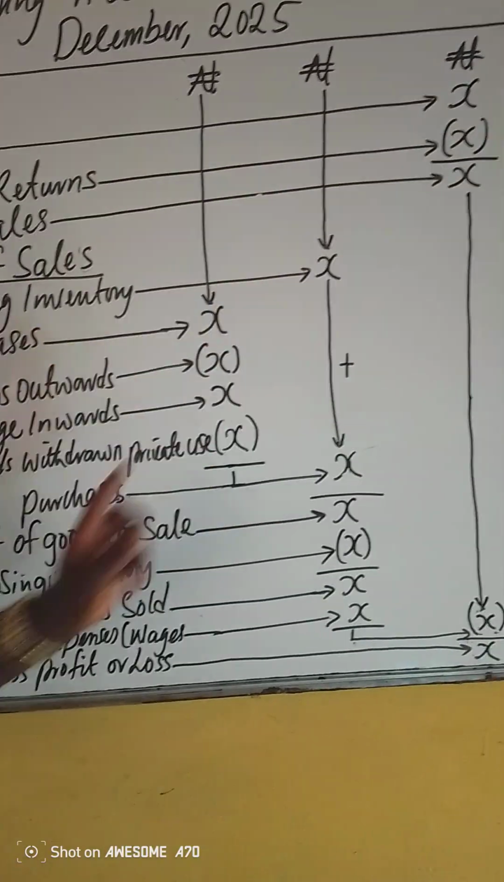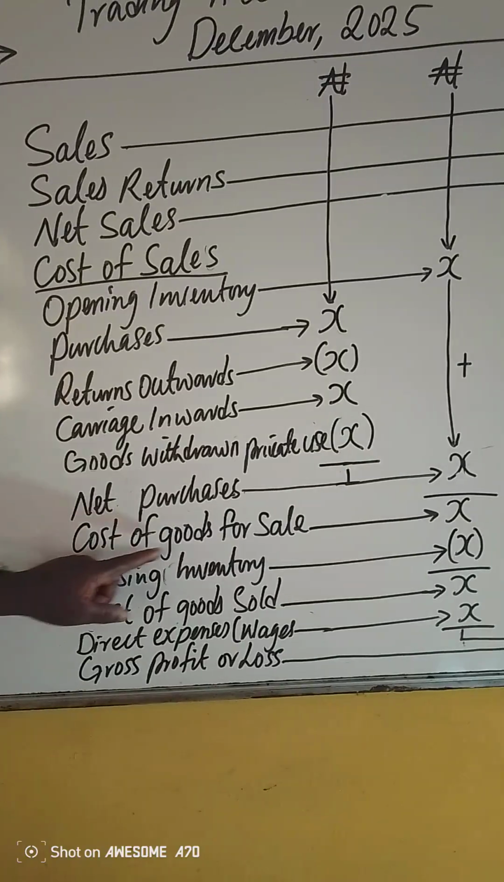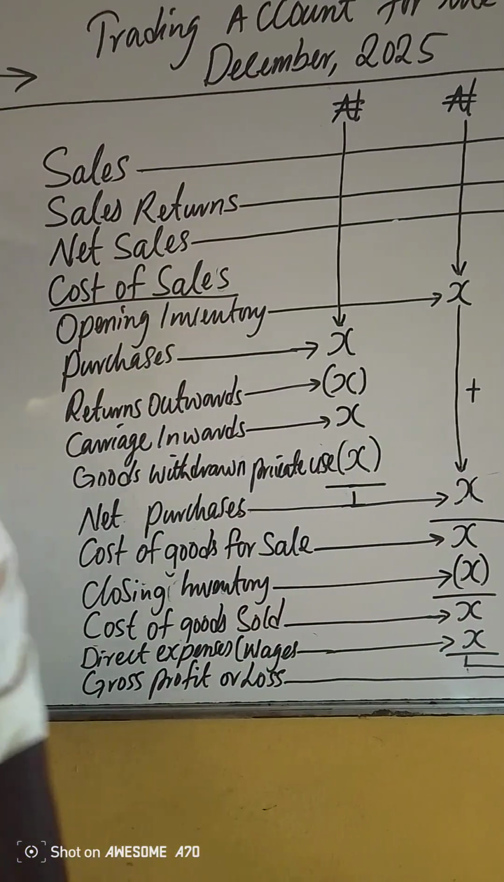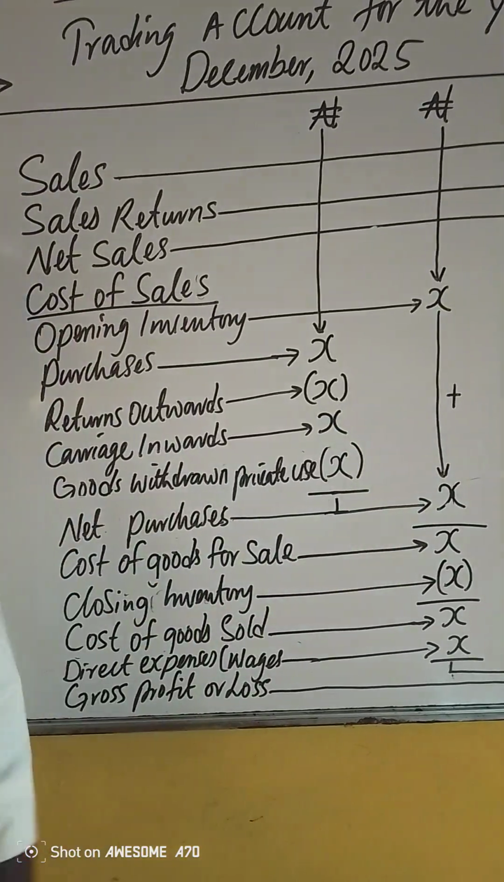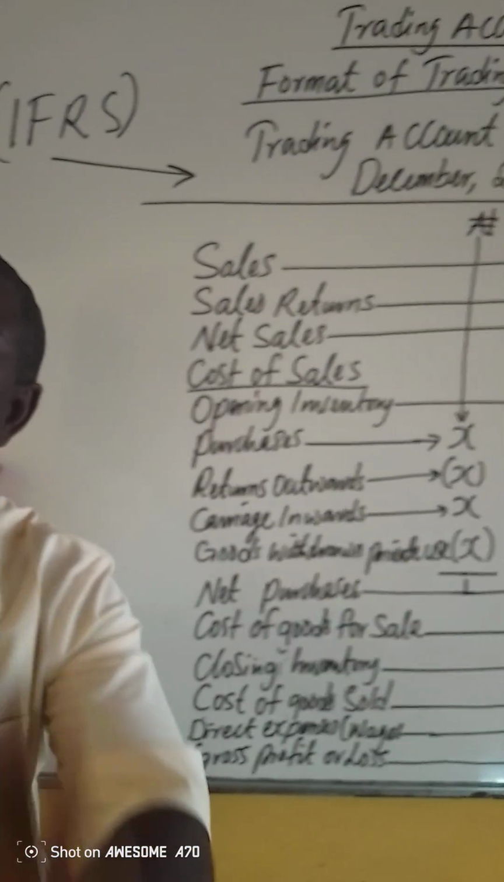When you add them together, you get this. Getting this is what's called cost of goods for sale. This is the cost of goods that are available for sale. So I will call it cost of goods available for sale. But to cut it short, you just call it cost of goods for sale. These are the cost of goods for sale.